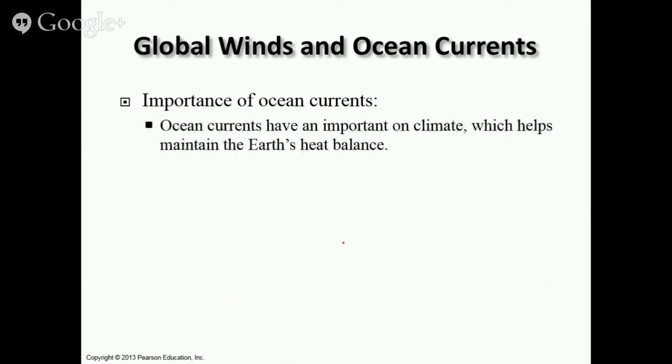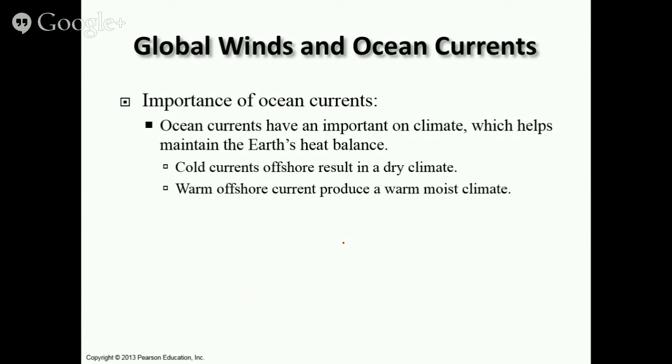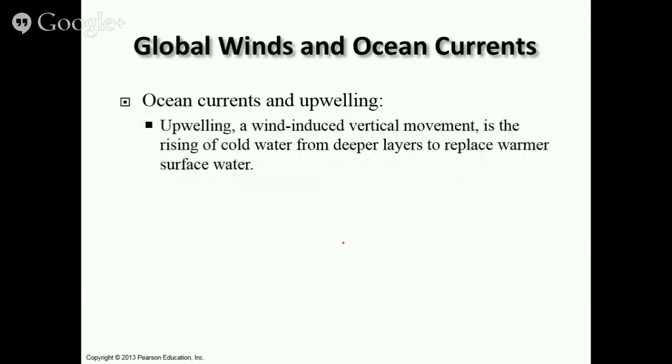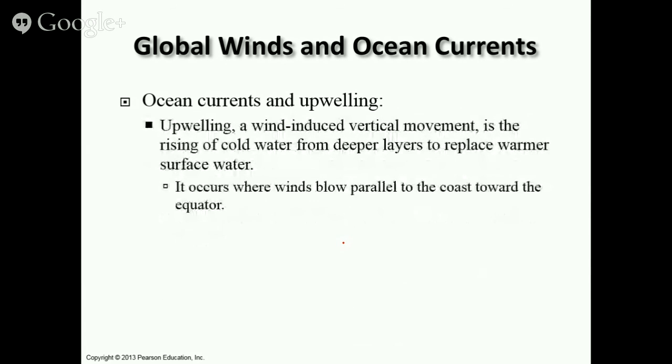Important ocean currents, other features here. Ocean currents do have a major effect on climate. Cold currents, we can have the dry climate affecting those. Warm offshore currents create the warm, moist climate, and upwelling here. This is where we get into a dense, rich, nutrient environment, and that begins to come up. And this leads us into our El Nino and La Nina.